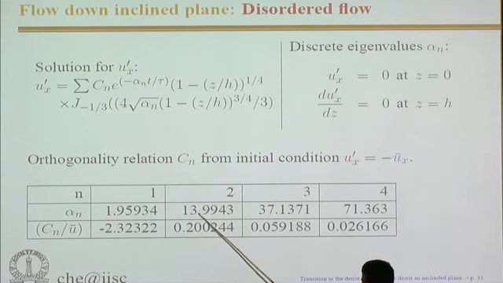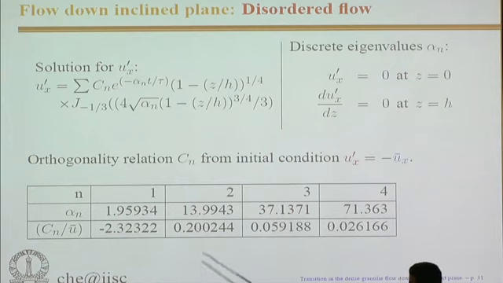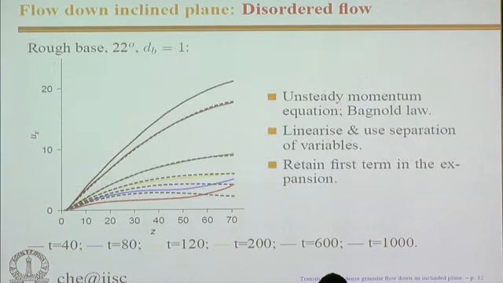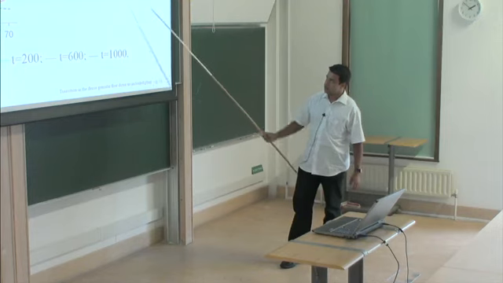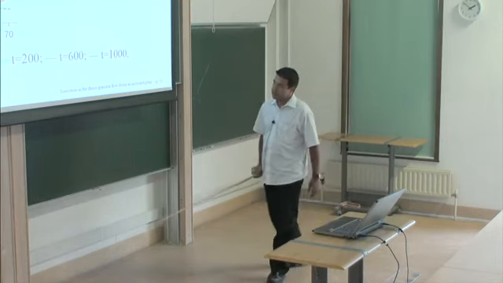The second smallest eigenvalue is actually much larger than the smallest one. So that means that if you're at late enough time, you can include just the smallest eigenvalue alone. It's called ground state dominance in quantum mechanics. So if you include just the smallest term and then solve the equation. Once again, we use the unsteady momentum equation with Bagnold law. We linearize and use separation of variables and retain only the first term in the expansion.